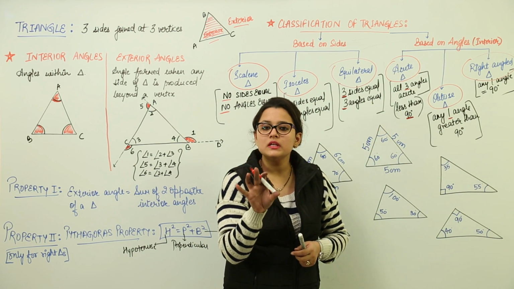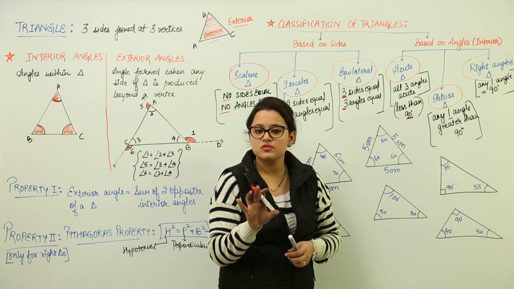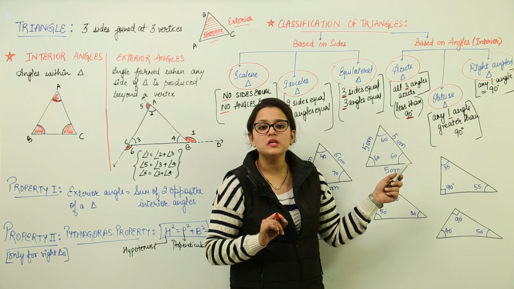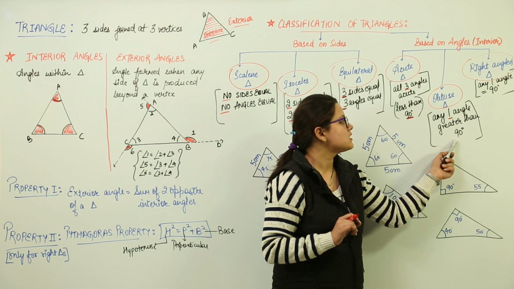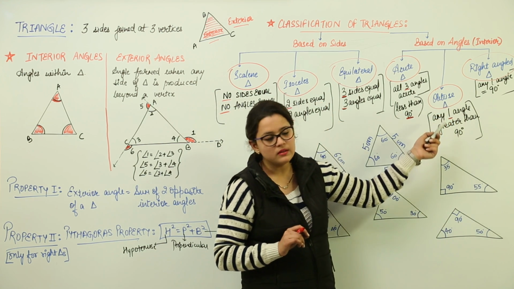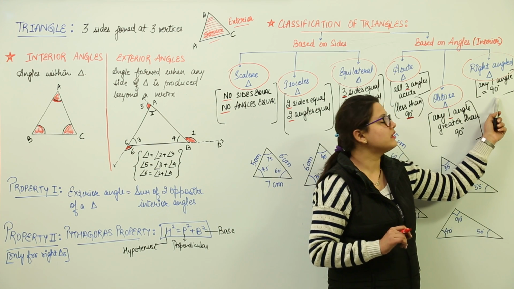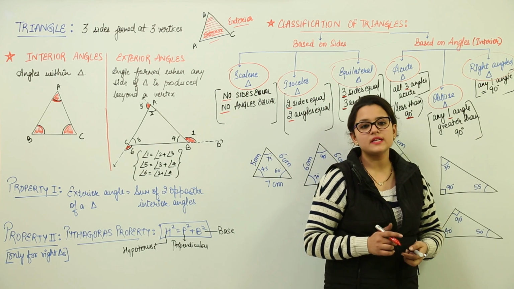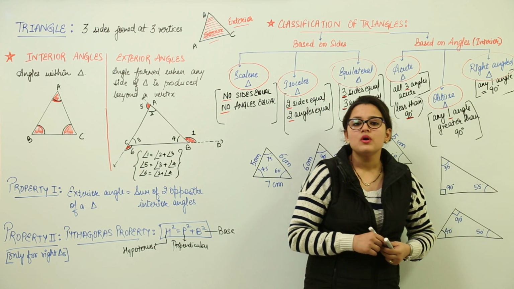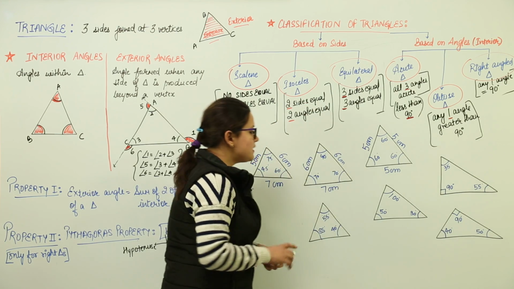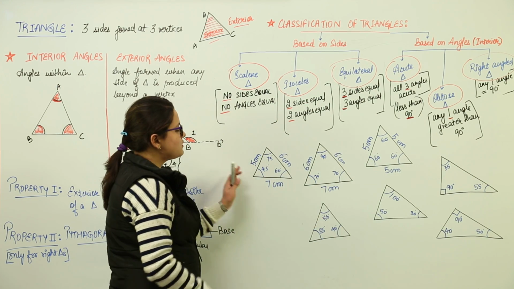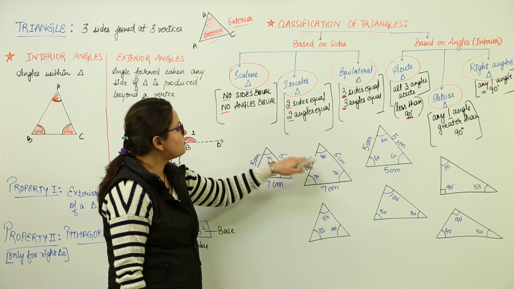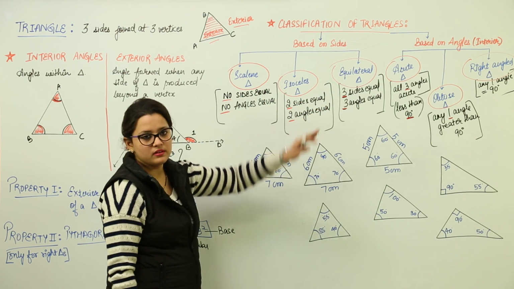Now, out of the three angles that we have in a triangle, we are going to have at least one angle which is going to be greater than 90 degrees. That will form the obtuse triangle. If in a triangle any one angle is 90 degrees, that will form a right angled triangle. Now, before moving forward, I have made some triangles over here with different measurements. Let us try and identify which one out of them is which category, right?